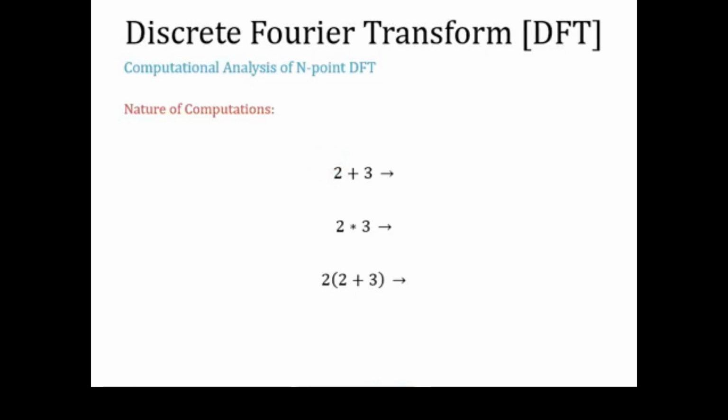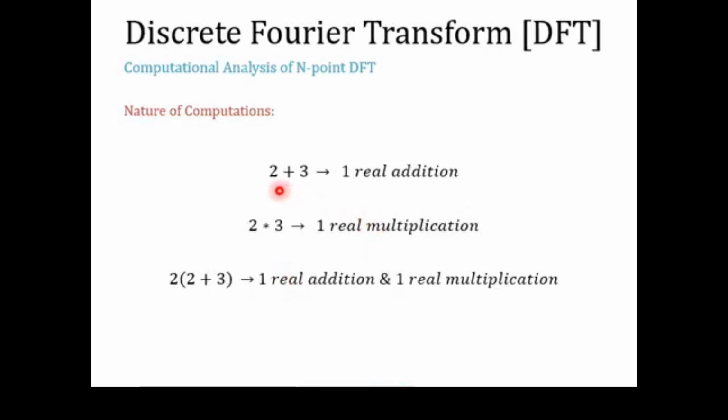So in the first case, which is simply 2 plus 3, it is simply one real addition operation. Why is it a real addition operation? Because we are adding two real numbers. For addition operation, we need two numbers which are real by nature. So the number of addition operations is simply 1, while the type of addition operation is simply real addition. Now in the second case, it is simply one real multiplication because we have multiplied two real numbers. So it's one real multiplication operation. And in this example, it is one real addition and one real multiplication operation.